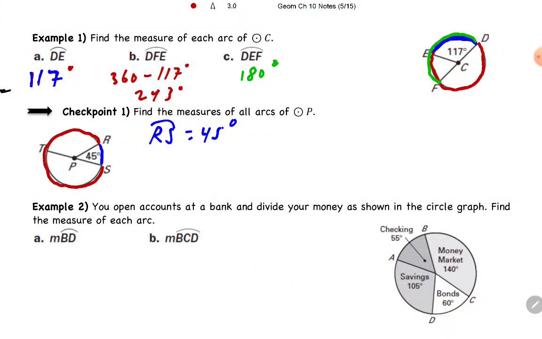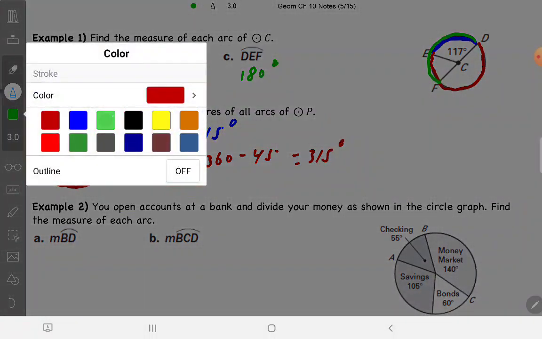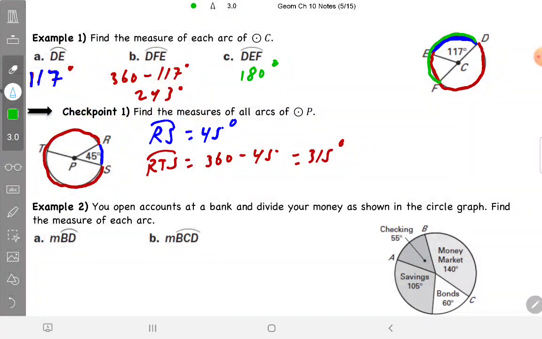RTS, going backwards, RTS with the arc is 360 minus 45, which is 315. Okay, and then the last one, the green one, which is TR.